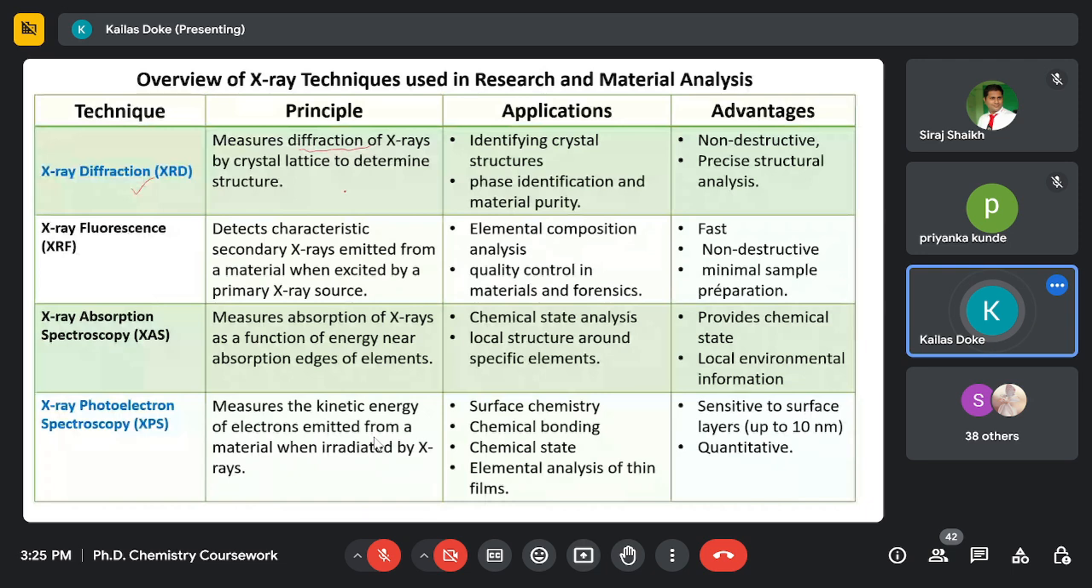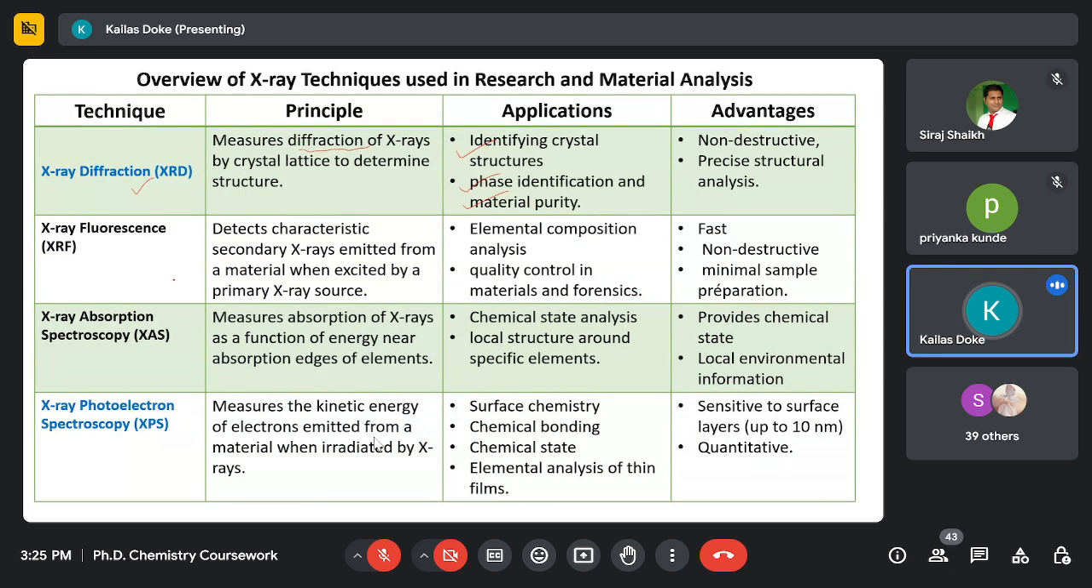This technique is non-destructive and very precisely used for structural analysis. That is the advantage of X-ray diffraction techniques. It is one of the most useful techniques in the analysis of not only crystalline solids, but organic solids and inorganic solids also. These are some of the applications of X-ray diffraction techniques.